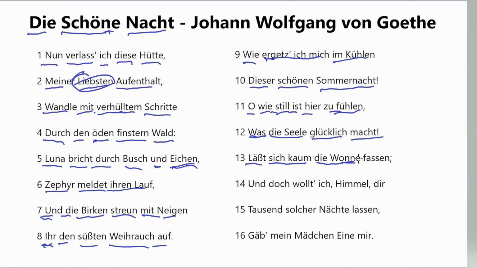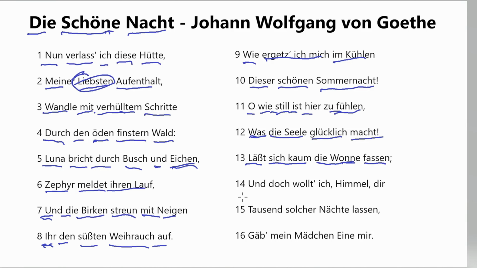So lässt sich kaum die Wonne fassen. Fassen is like to touch. So lässt sich kaum die Wonne fassen. What does that mean? So it means like the joy is unreachable. So like nothing can touch it, if that makes sense. Or almost nothing can touch the joy. That's how joyful he is, that nothing can reach it to stop him from feeling joy.